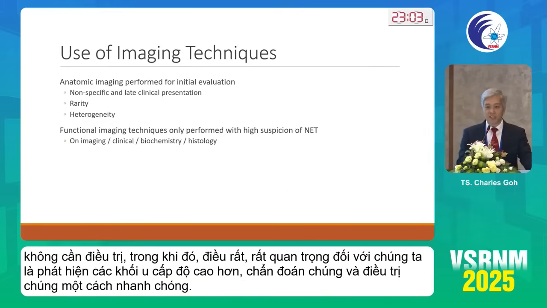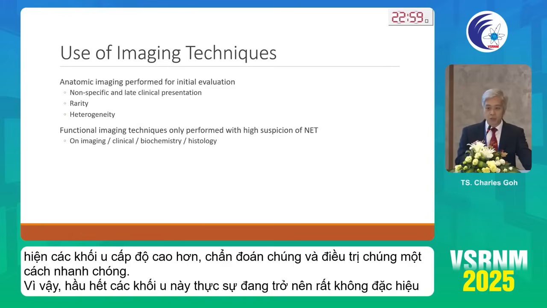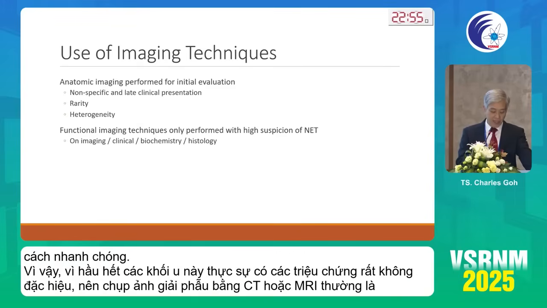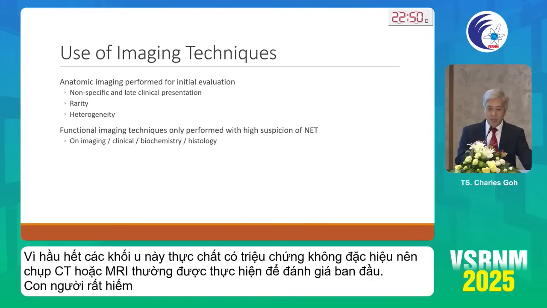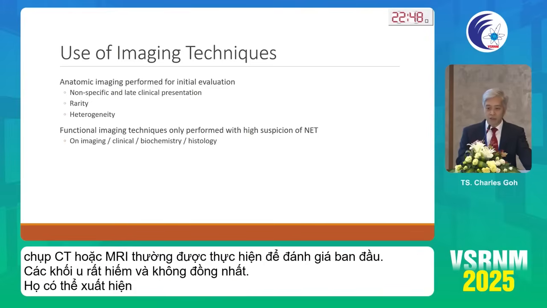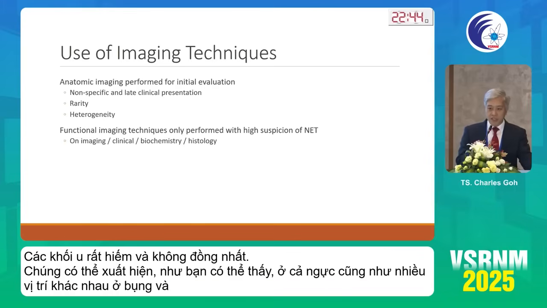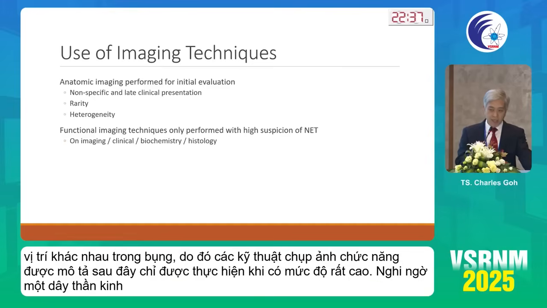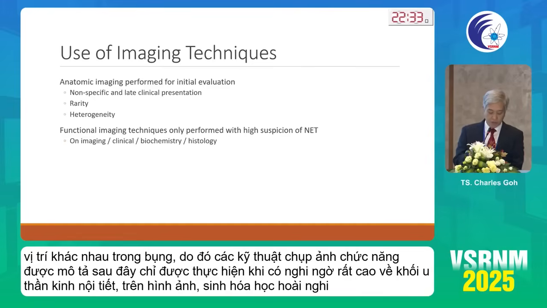So because most of these tumors actually present with very non-specific symptoms, anatomic imaging using CT or MRI is usually performed for initial evaluation. The tumors are very rare and heterogeneous. They can appear, as we can see, both in the thorax as well as various sites in the abdomen. And so functional imaging techniques, which I will be describing later, are only performed when there is a very high suspicion of a neuroendocrine tumor, either on imaging, clinical, biochemistry, or histological grounds.